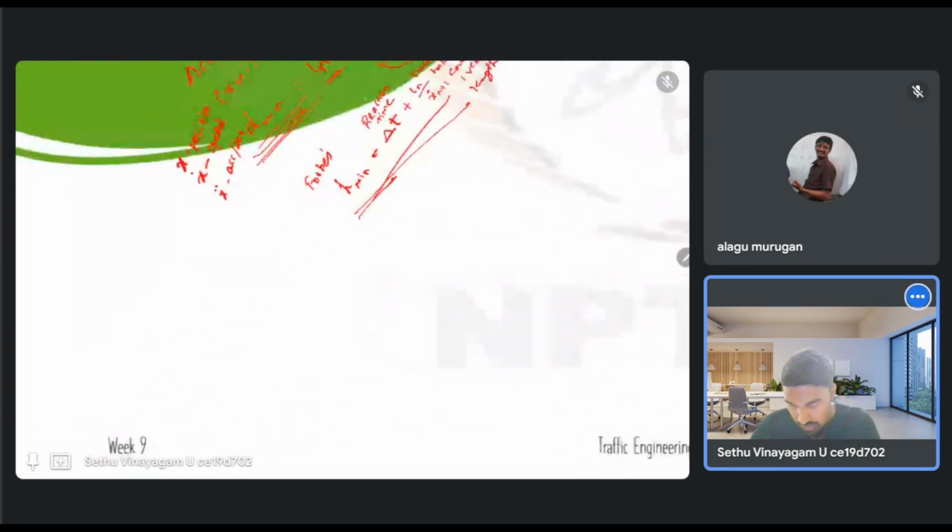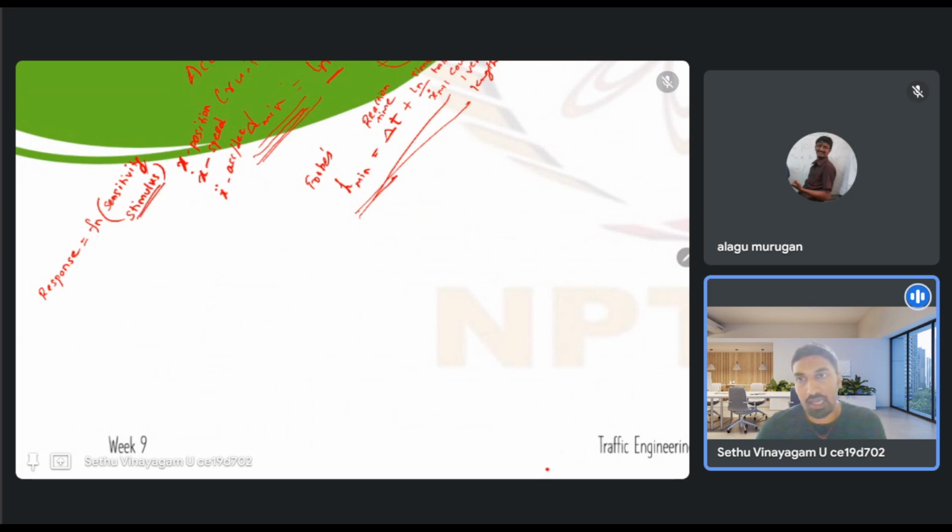theory like this. They modeled the response of the following vehicle as a function of two things. One is sensitivity, second is stimuli or stimulus. Okay, so stimulus is the action from the lead vehicle, right? So this is some change that is happening. This is the action by the leading vehicle.